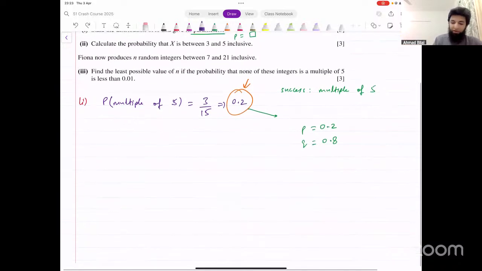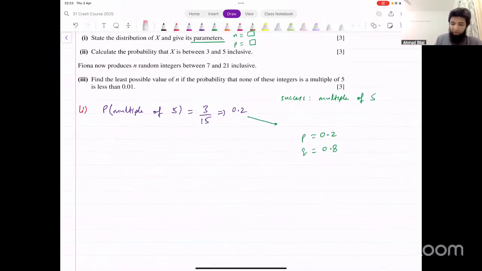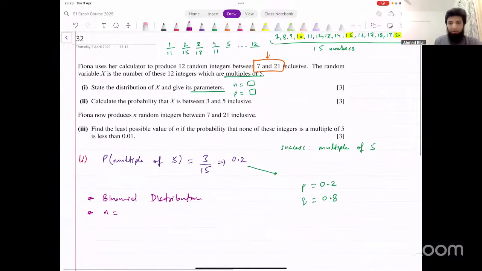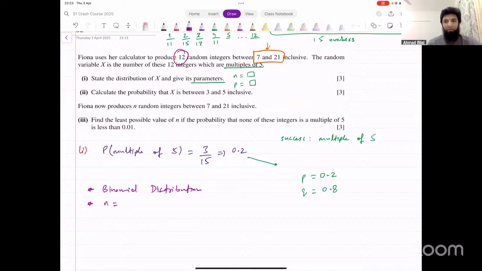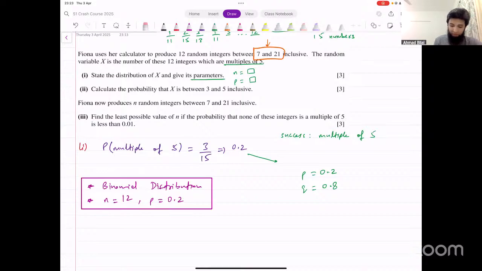So what do we write here? We say, number one, it is binomial distribution. This is what you actually need to write there. This is binomial distribution because it satisfies the conditions. And then you write down the value of n, how many times you're repeating something. That's 12 in this case. You're repeating the experiment 12 times. What's the probability of success? That's your second parameter, 0.2. And that's what they were asking for in the first part. It's binomial distribution and its parameters are n equal to 12 and p equal to 0.2.